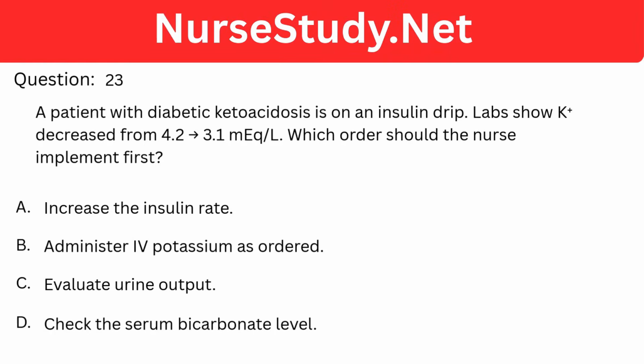Question 23. A patient with diabetic ketoacidosis is on an insulin drip. Labs show potassium decrease from 4.2 to 3.1 milliequivalents per liter. Which order should the nurse implement first? A. Increase the insulin rate. B. Administer IV potassium as ordered. C. Evaluate urine output. D. Check the serum bicarbonate level.